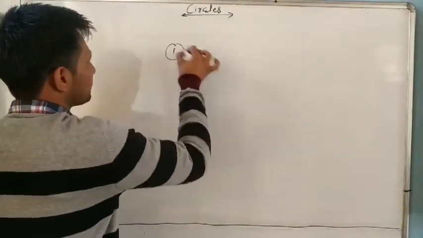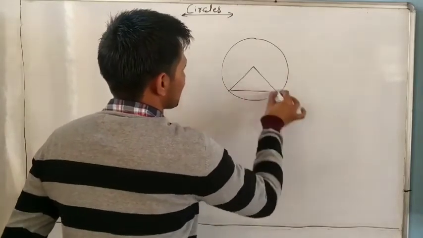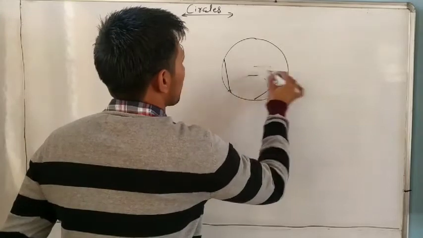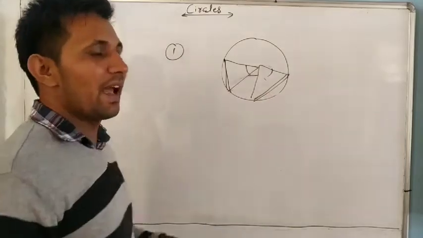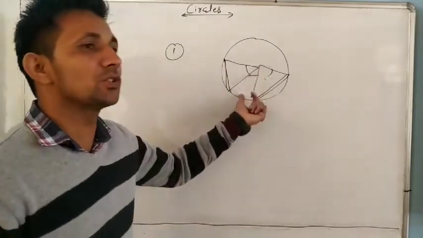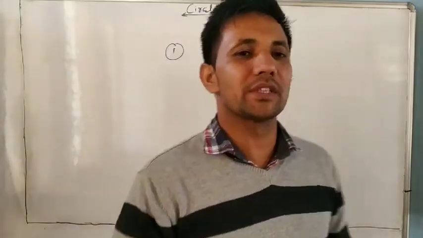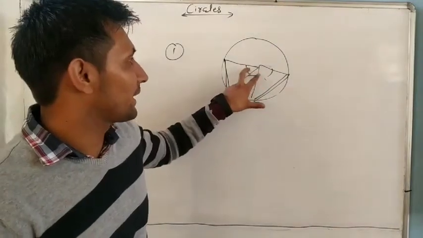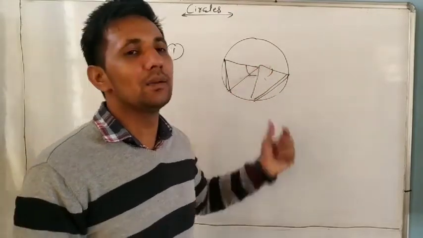First theorem was: angles subtended by equal chords at the center are equal. If these two chords are equal, it means the angles subtended by these chords at the center are also equal. We already proved that. And the opposite of this one: if angles subtended by two chords of a circle are equal, then the chords are equal.